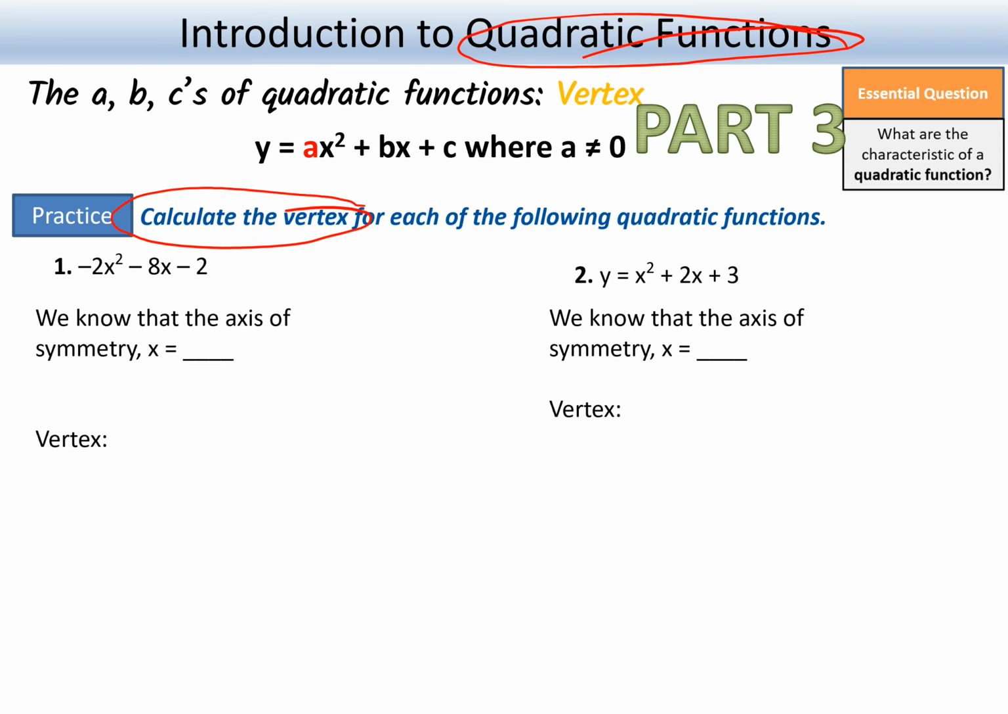So remember, to calculate the vertex, we need to know the axis of symmetry. And for these functions, we already know that. The first one, the axis of symmetry is negative 2. And the second one, the axis of symmetry is 1. So to find the vertex, all we need to do is substitute the axis of symmetry into the original function.